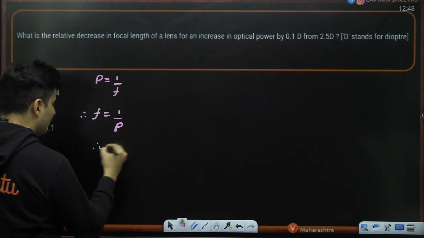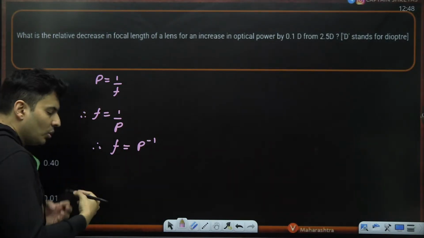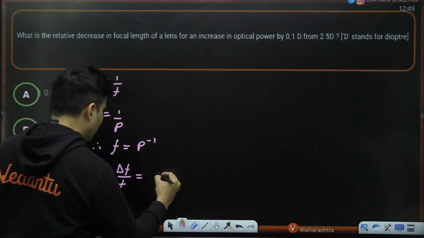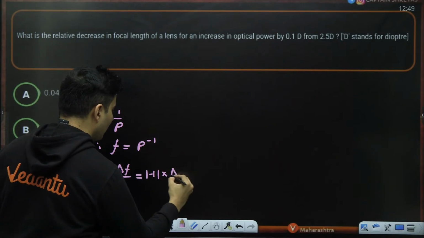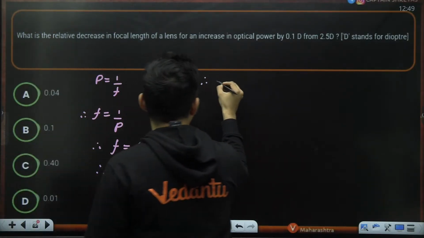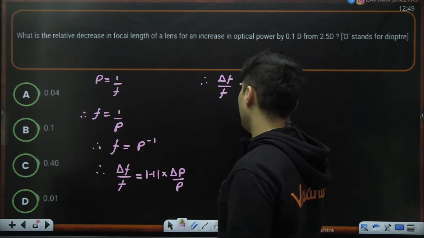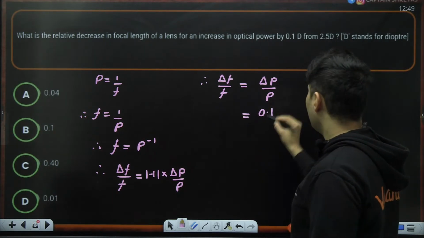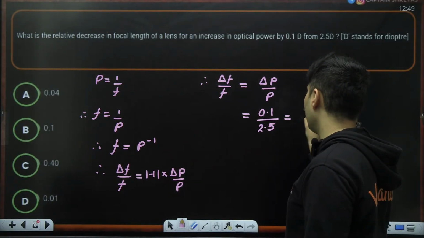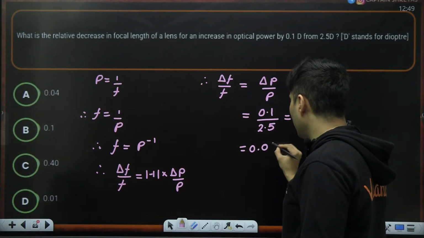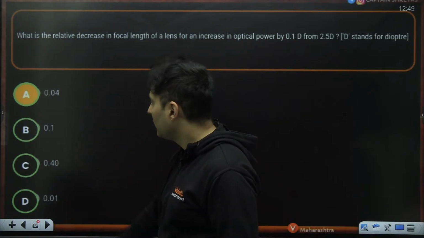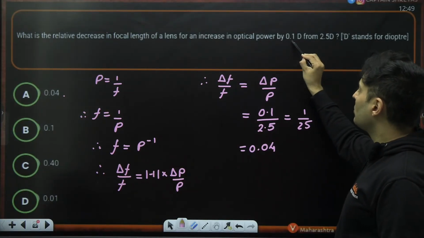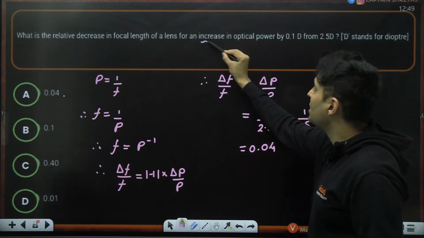I'll tell you what. This f is p raised to minus 1. We have to do it actually by errors now. There is no other way. If you take the relative error of f, that will be minus 1's modulus, always take the mod value, into delta p by p. They have asked the relative change of the focal length, which will now be just delta p by p, where delta p is 0.1 and p is the original power, which is 2.5. That is 1 by 25, which is 0.04, which is option A. Let me check. Yes, that is correct. Initially, I really mistook the statement. This was not initial or final or anything. The change is 0.1.